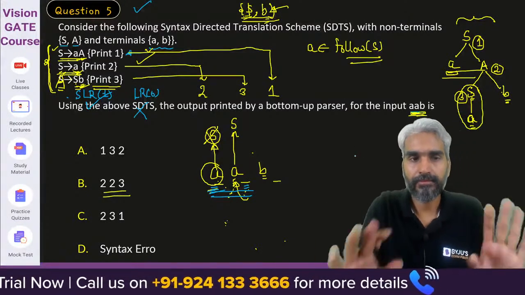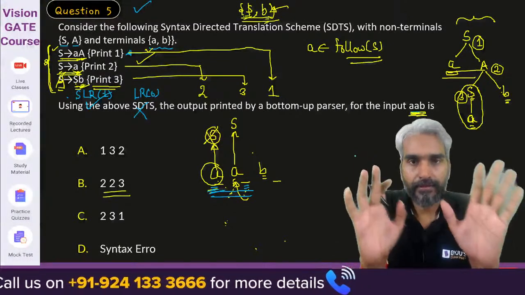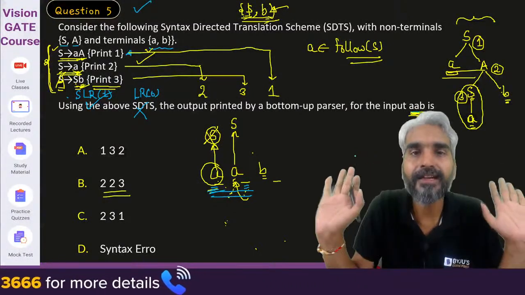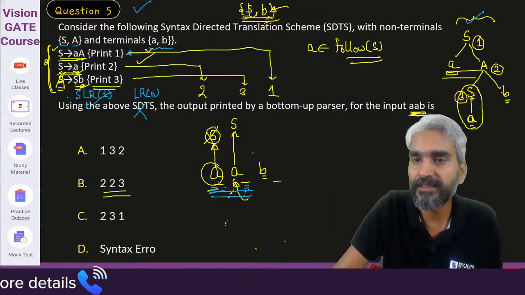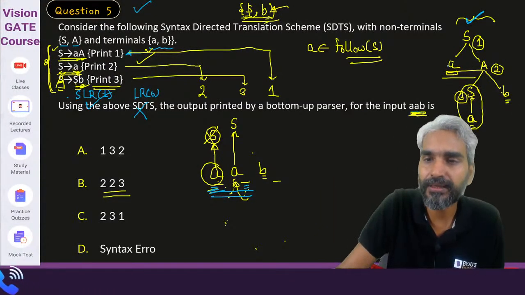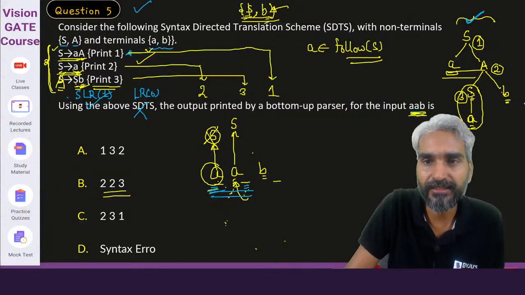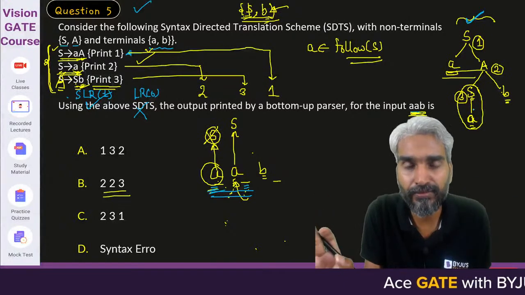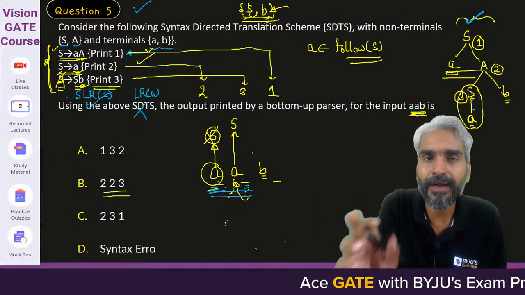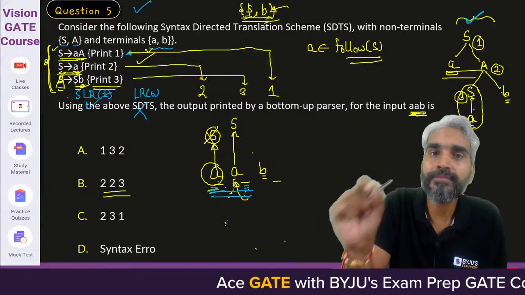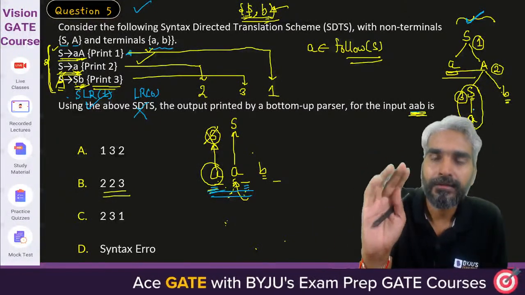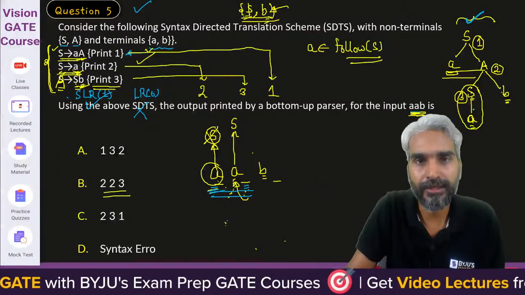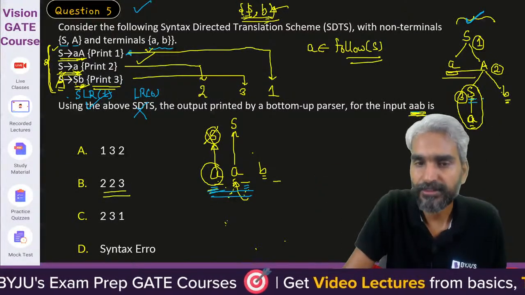Ultimately, the string first needs to be generated by the grammar. How will the string be generated? Starting from the starting symbol, this is the manner in which the string will be generated. So this is the rightmost derivation, and obviously it is the leftmost derivation as well, because at every sentential form there is only one non-terminal. Therefore, that will be the leftmost non-terminal as well as the rightmost non-terminal. Clear?